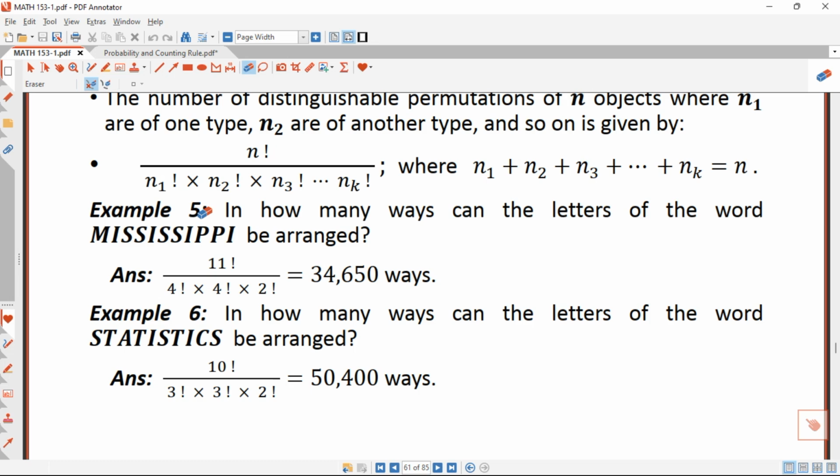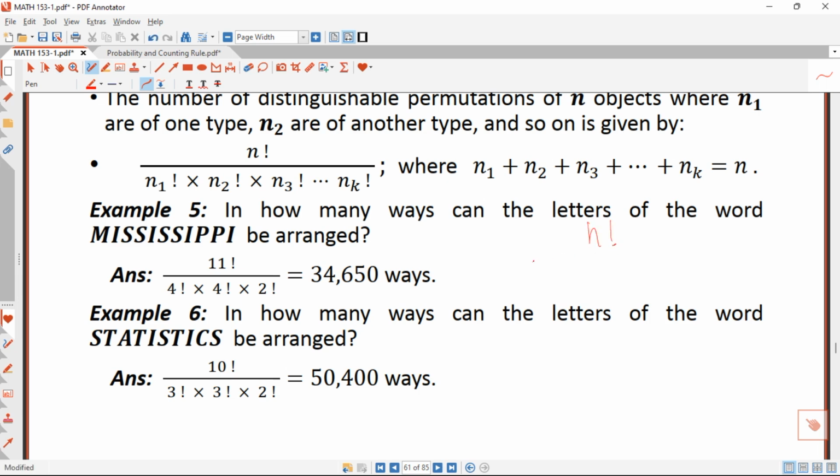So let's get ourselves an example to solve, to really appreciate what we have discussed. For example 5, in how many ways can the letters of the word Mississippi be arranged, right? You can see clearly that for Mississippi, some of the letters are repeating themselves, especially the I, the S, and the P. So this is a permutation question, but right here we are not going to use the permutation rule to solve, but we are going to use the distinguishable permutations.